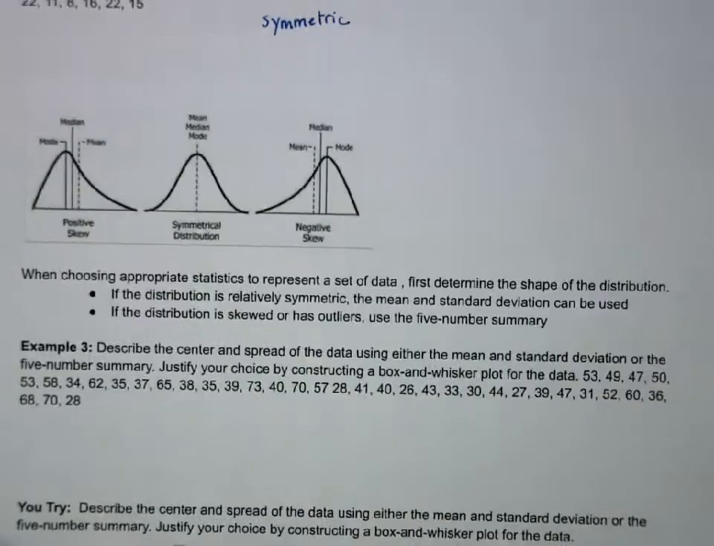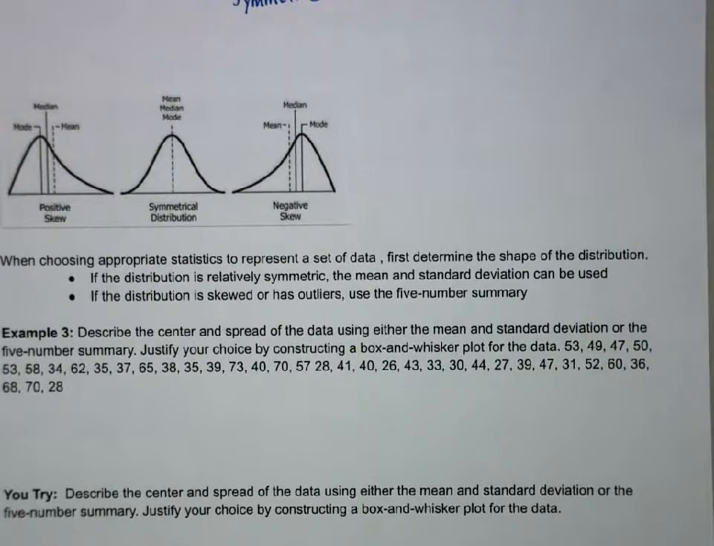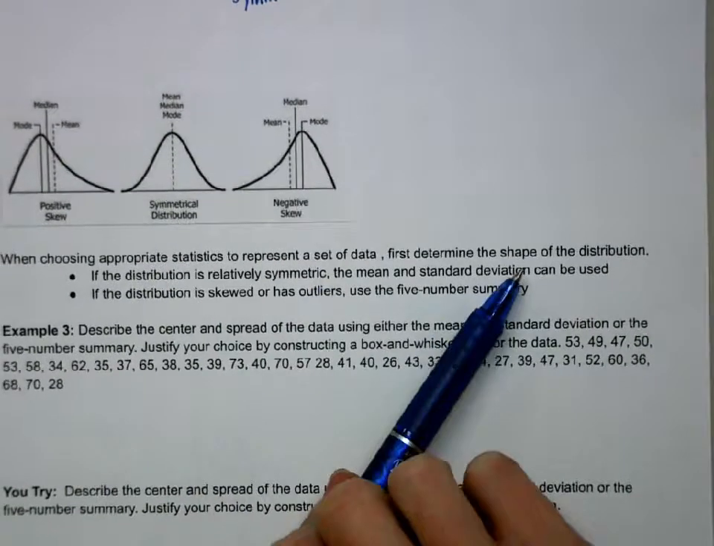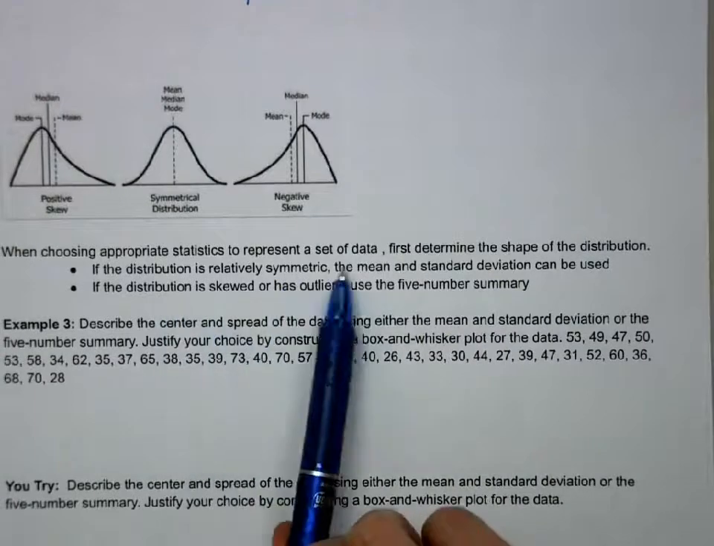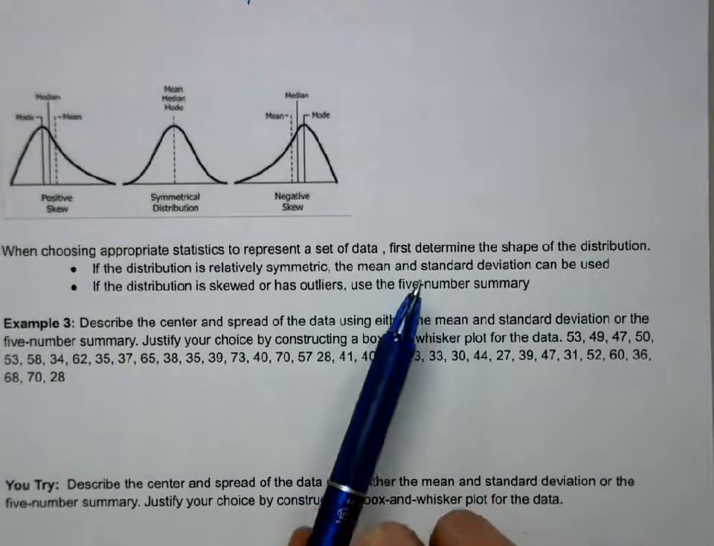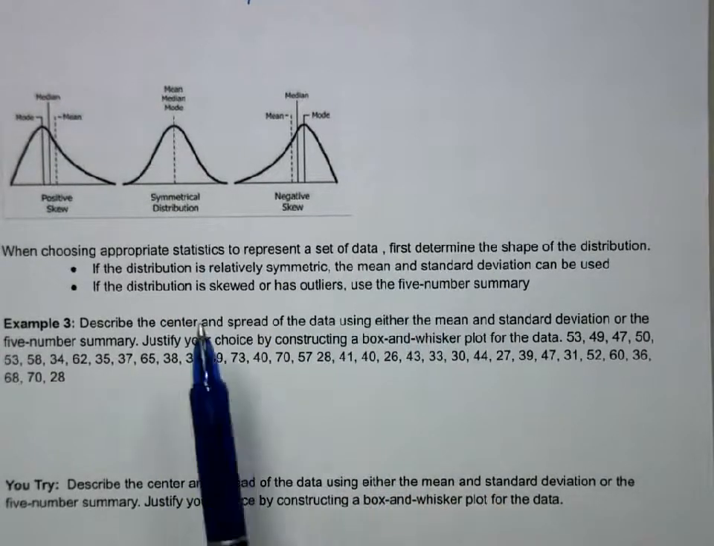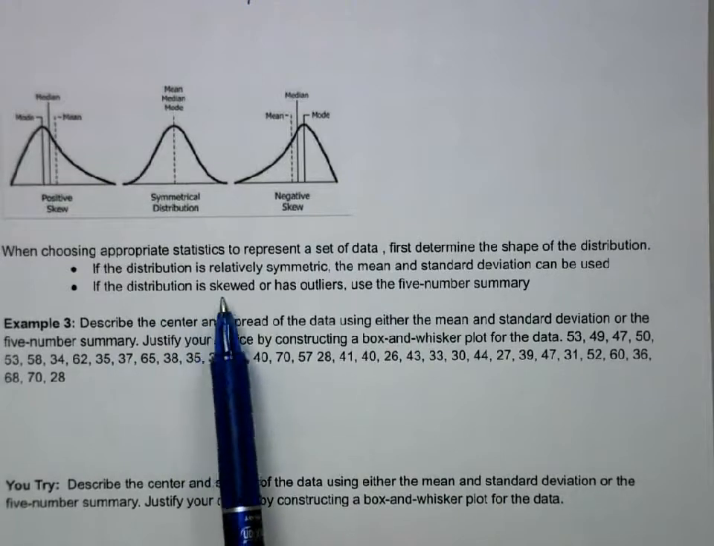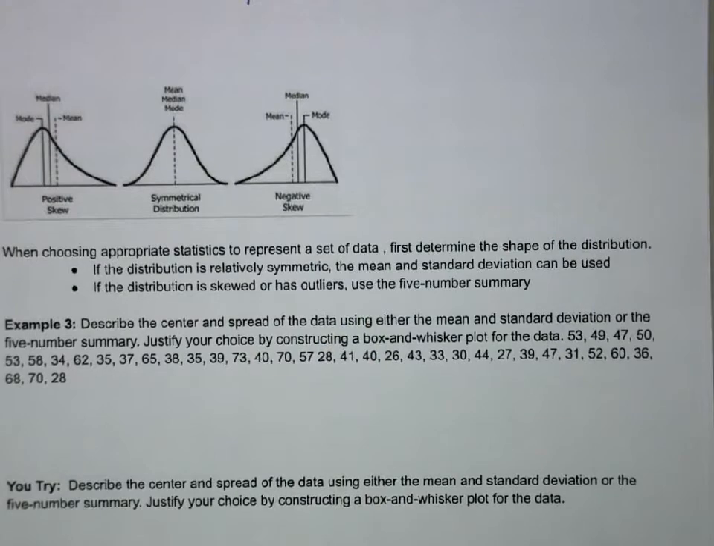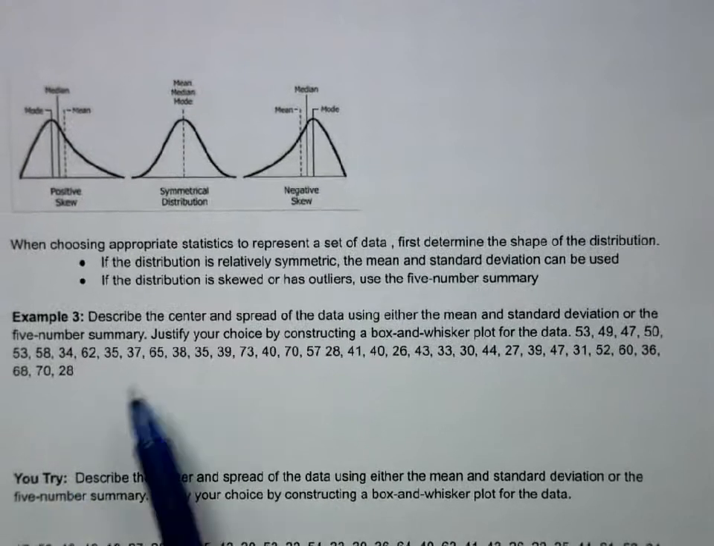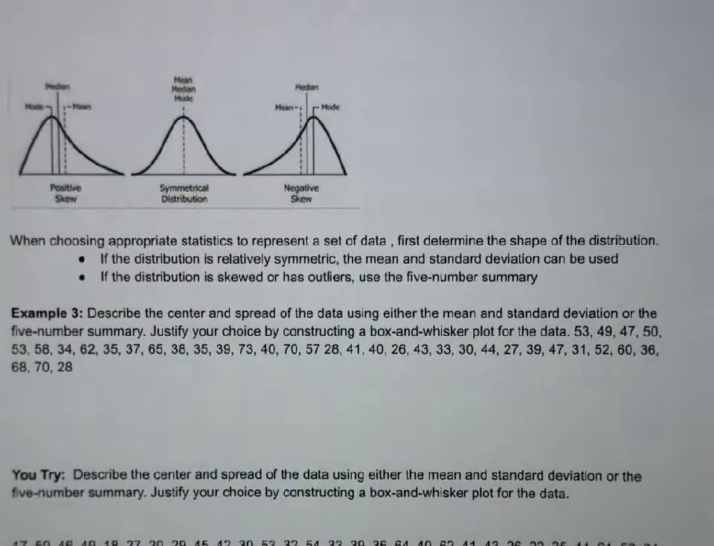A rule of thumb is, after you determine the shape of the distribution, if the distribution is symmetric, the mean and standard deviation are good values to be used. If the distribution is skewed or has outliers, we want to use the 5-number summary to describe the data. So we're going to describe the center and spread of the data using either the mean and standard deviation or the 5-number summary. Justify your choice by constructing a box and whisker plot for the data.